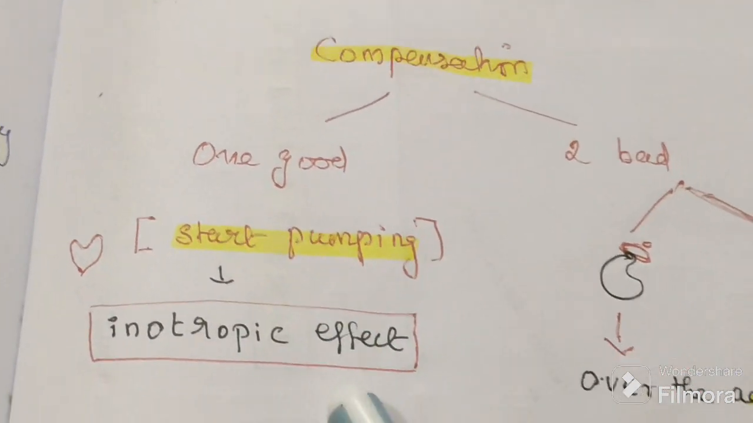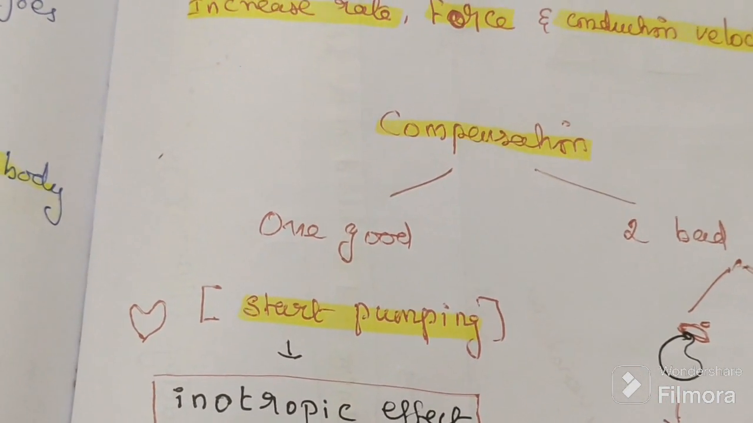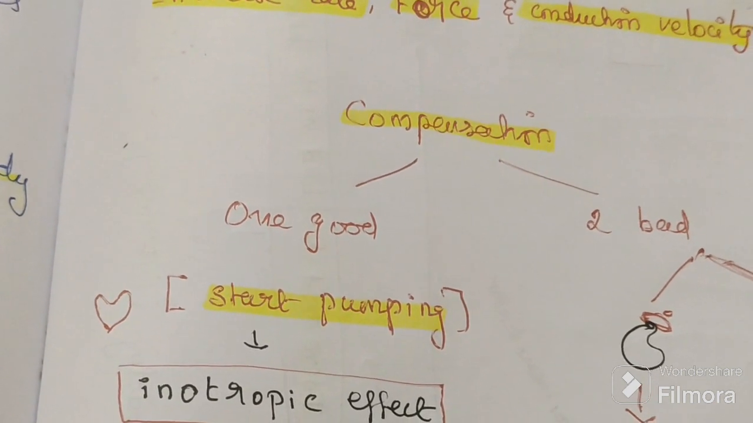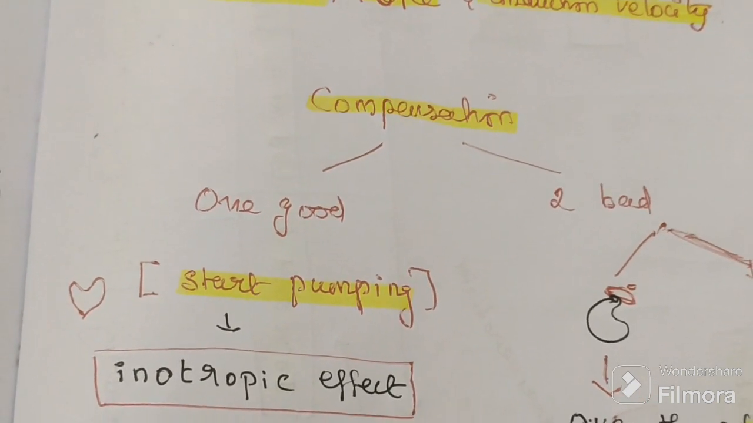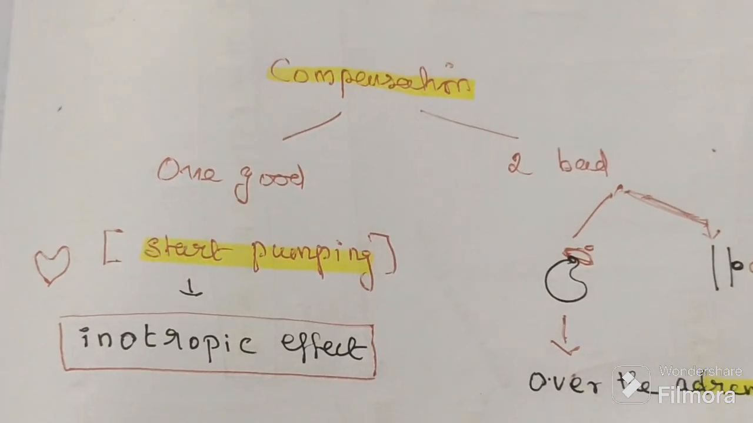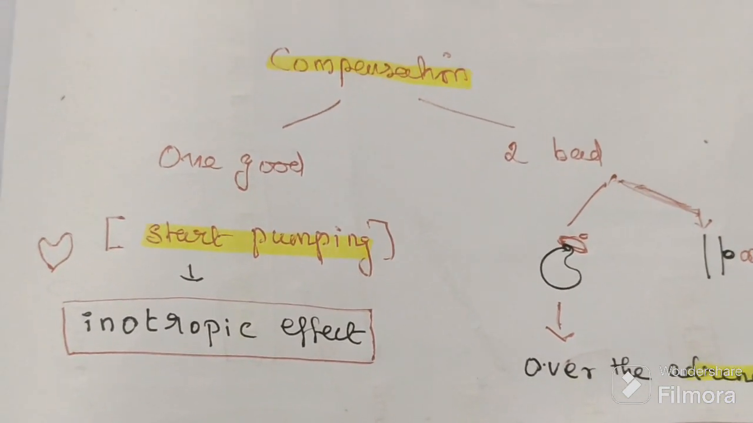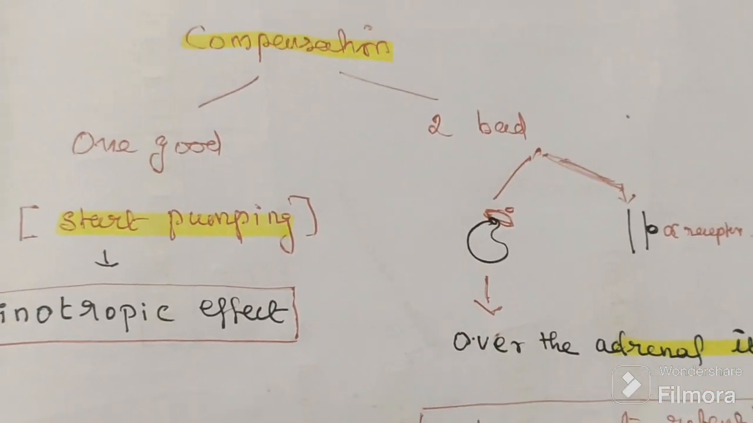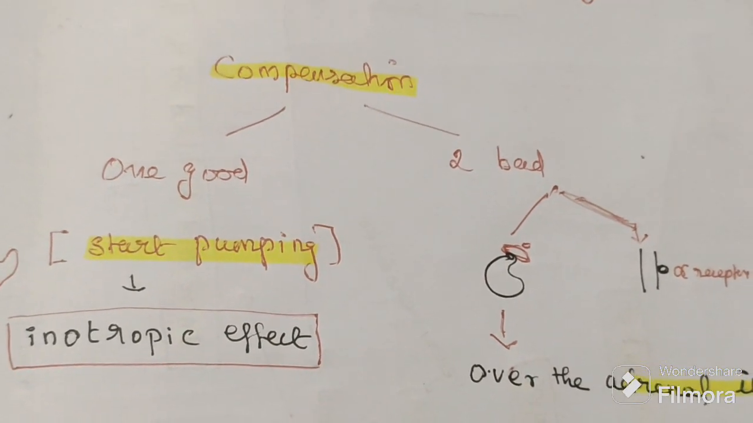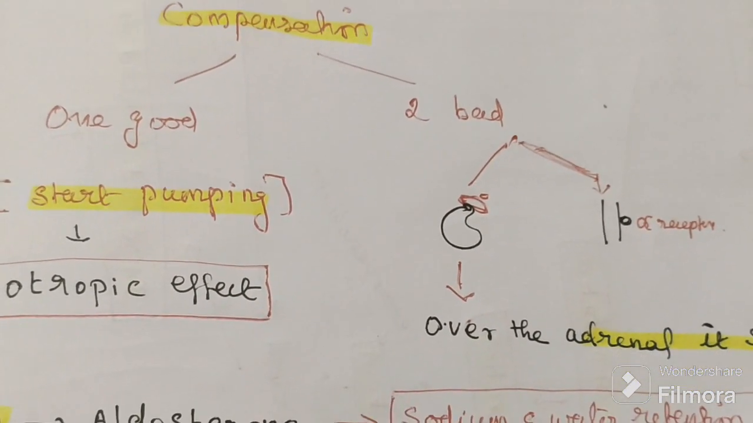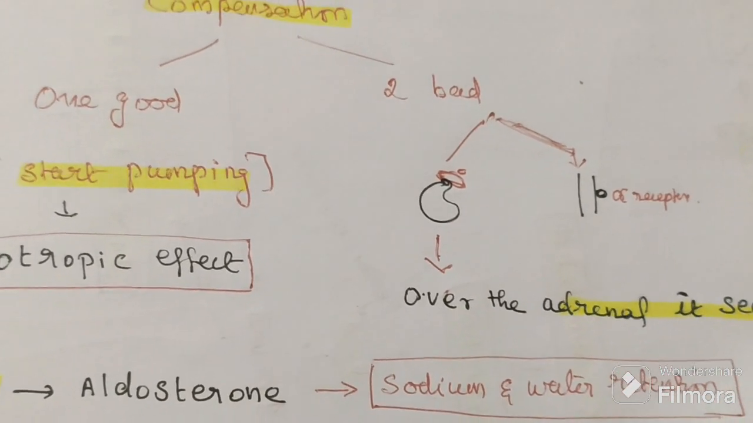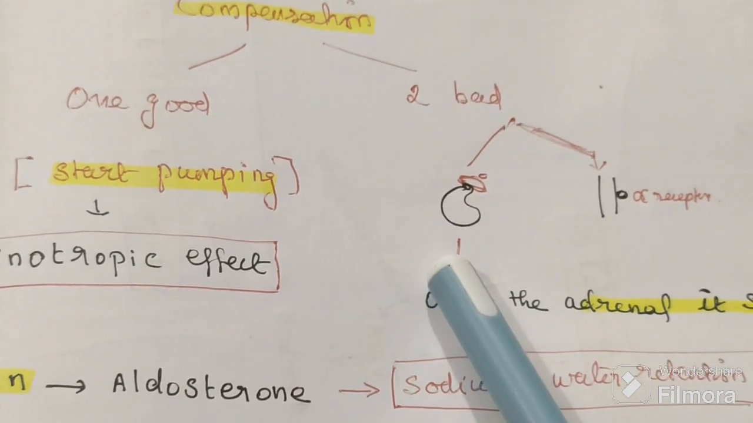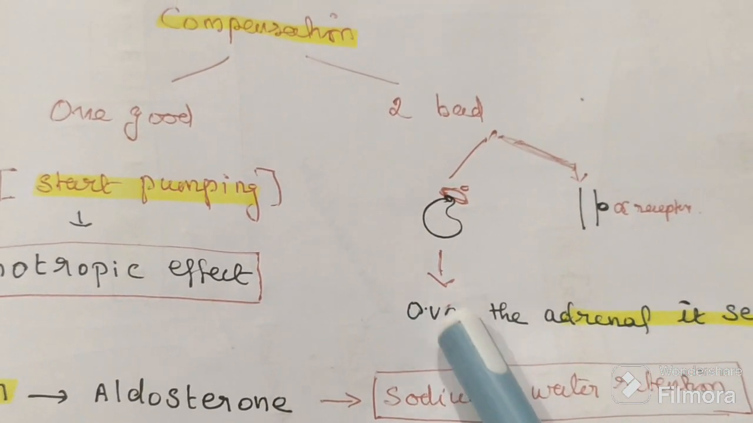Beta 1 stimulation is good. The heart started pumping. But the noradrenaline present in the blood will go to two more places. It is doing good at the heart, increasing contractility, but it will also go to the kidney and increase the secretion of renin from the kidney.